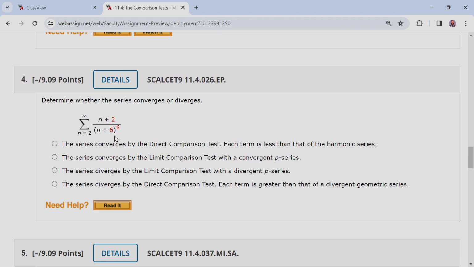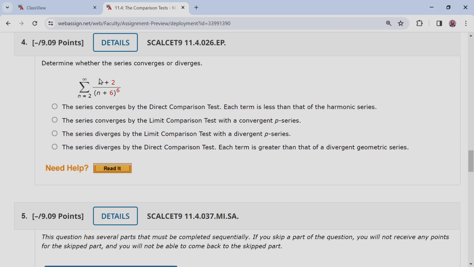What about this next one? Can we use the comparison test here? Well, I don't think we can use the direct comparison test, because if we took the 2 away here, we'd get something smaller. The n could cancel with one of the n's down below in effect, and get us down to 1 over n to the 5th. But 1 over n to the 5th is convergent. So we expect convergence here, but greater than convergence tells us nothing. Greater than convergence could be convergent or divergent.